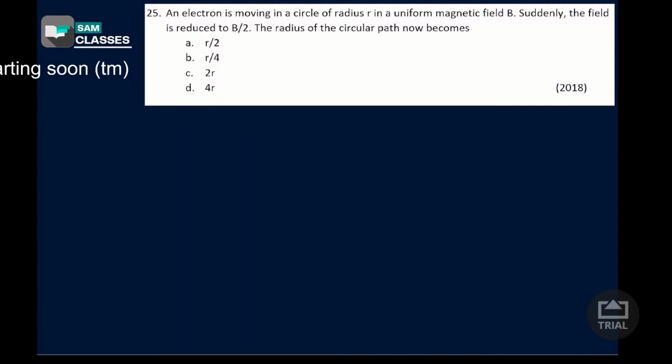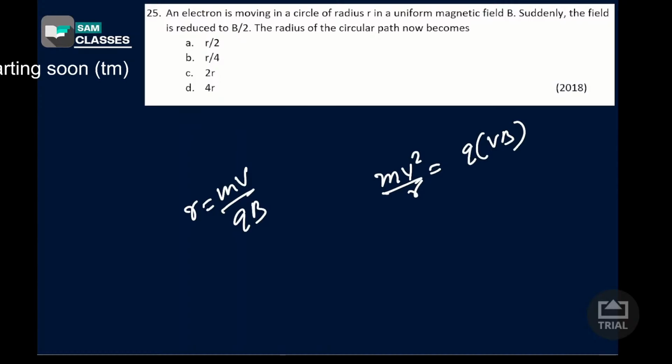An electron is moving in a circle of radius r in a uniform magnetic field B. Suddenly the field is reduced to B by 2. What will the radius be? If you remember the formula, R is equal to mv by qB. How did you get this formula? mv square by r is equal to qvB. So v cancels, R is equal to mv by qB.